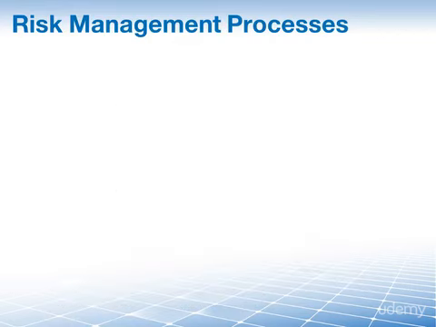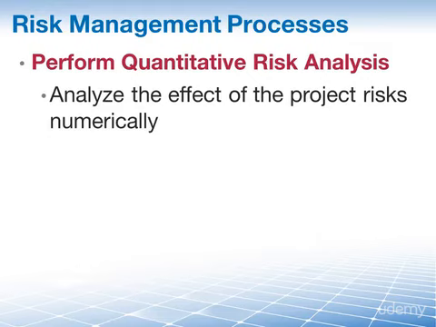And then the next process is perform quantitative risk analysis. So we take our high priority, high impact risks and we assign a number to them, usually a dollar number or some kind of monetary value. This is the process of numerically analyzing the effect of identified risks on overall project objectives. And now, finally, we get to the part where we plan risk responses. This is the process of developing options and actions to enhance opportunities and to reduce threats to project objectives.